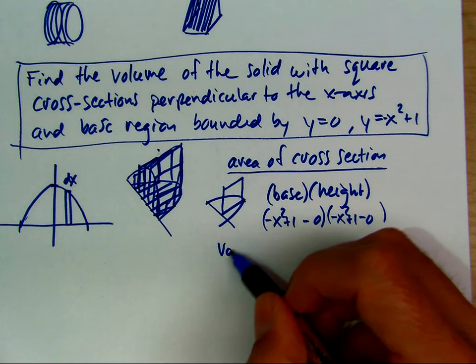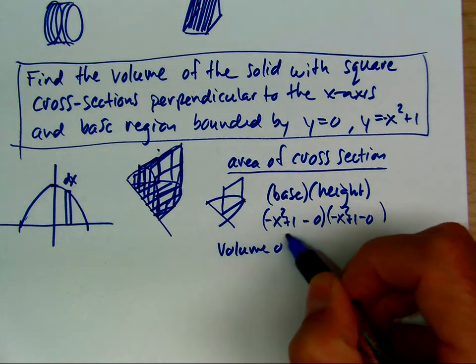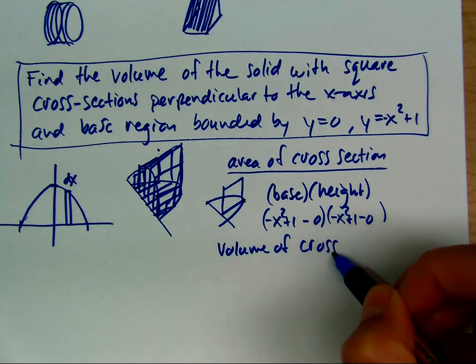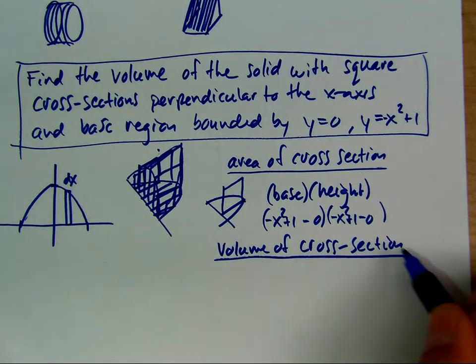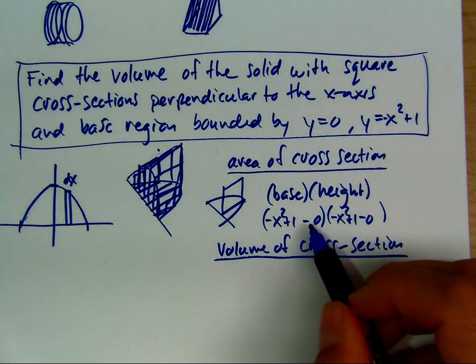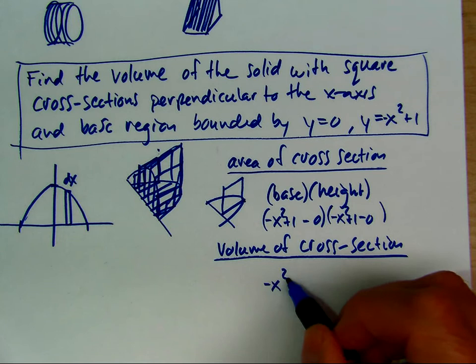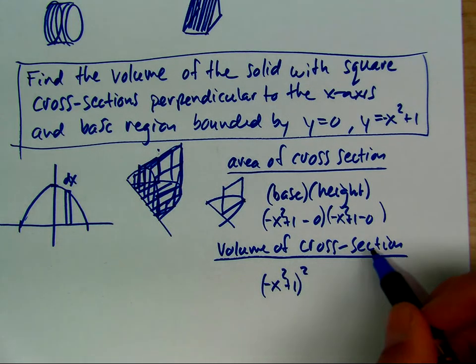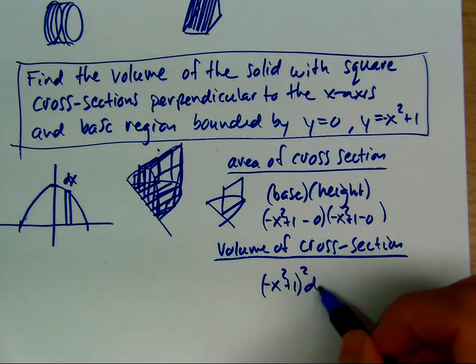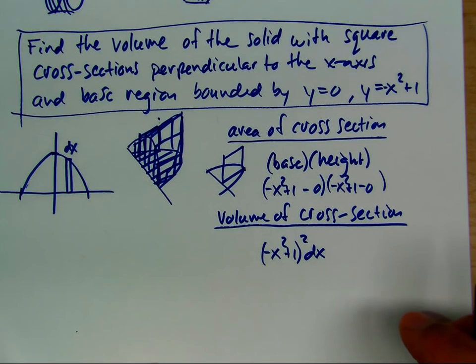Let's do volume of a cross section. And I'll simplify this. We don't need to write the 0. We just have negative x squared plus 1. This is times itself, so it's squared. And then the volume comes from multiplying it by the differential of x.